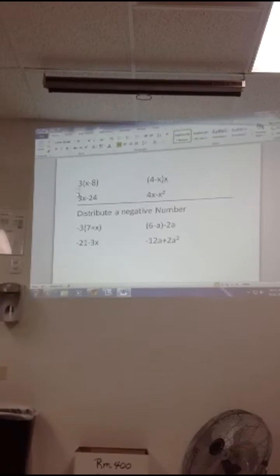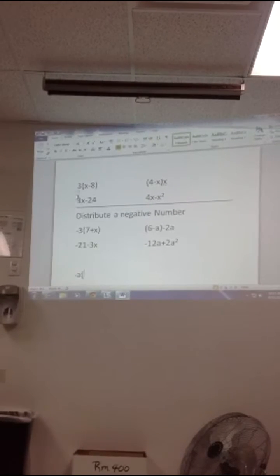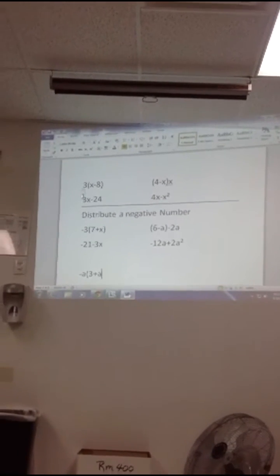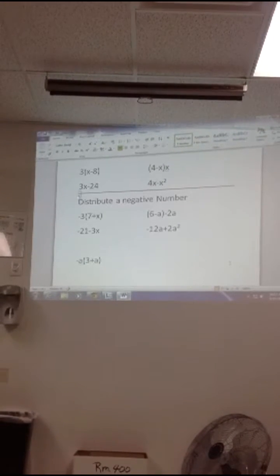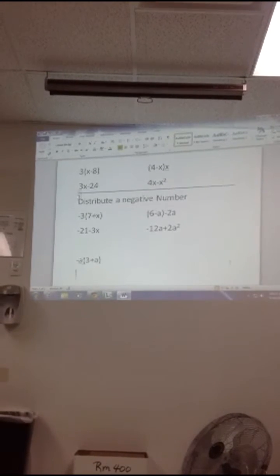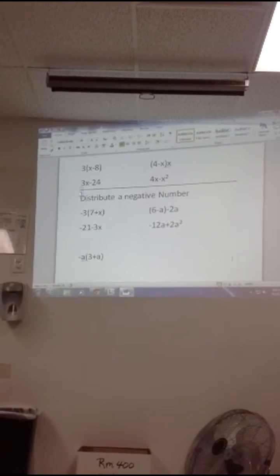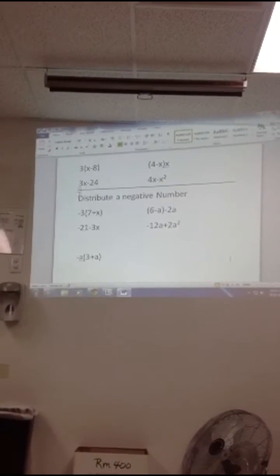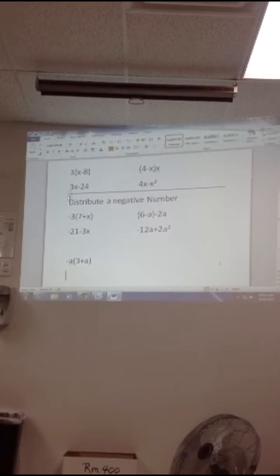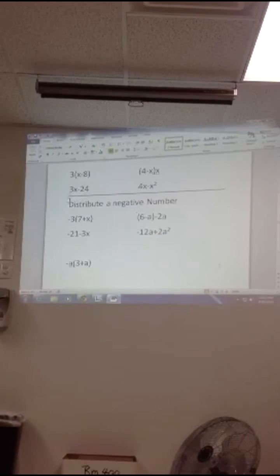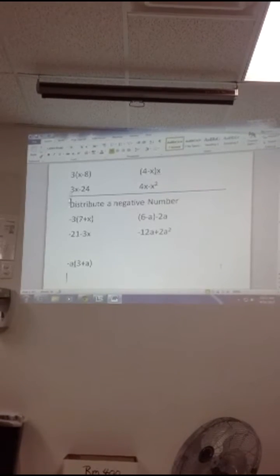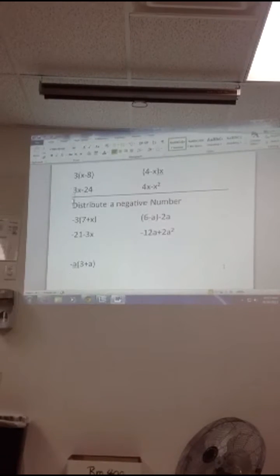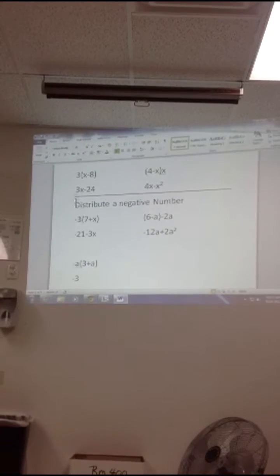How about negative a times the quantity of 3 plus a? Would you please quickly write this one down on your paper and I'll ask for an answer in just a second. Raise your hand when you have it. Augie, what do you have? I have negative 3a plus negative 2a squared.